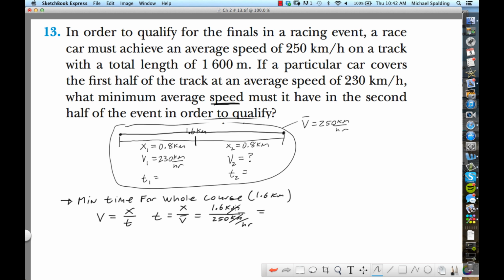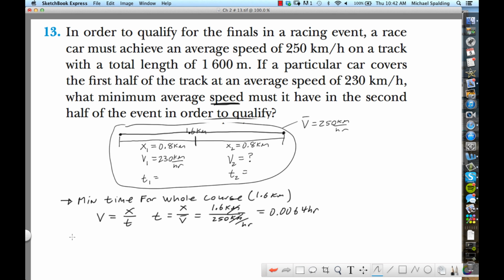So then the kilometers cancel, and we get 0.0064 hours, right? And it's so small because it's in hours. That makes sense? And don't round here. Don't round yet. You want to use the full number.